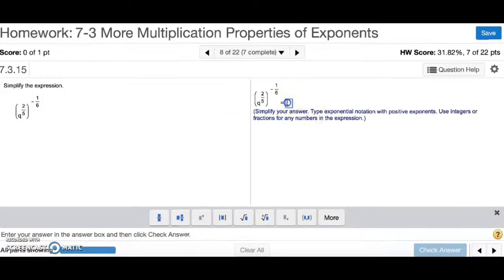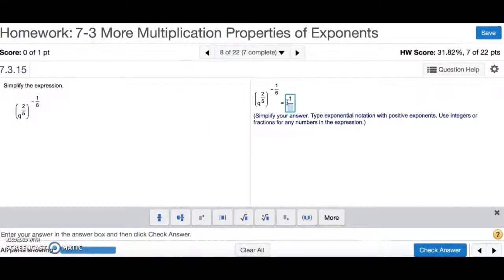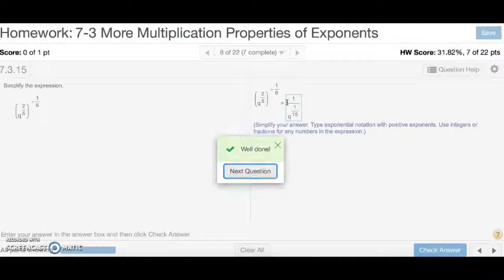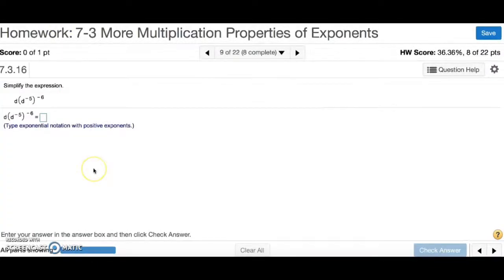Okay, let's type that in. 1 over q to the 1 over 15. And that is correct. Number 9 is asking you to simplify this expression. Let's take a closer look at it.